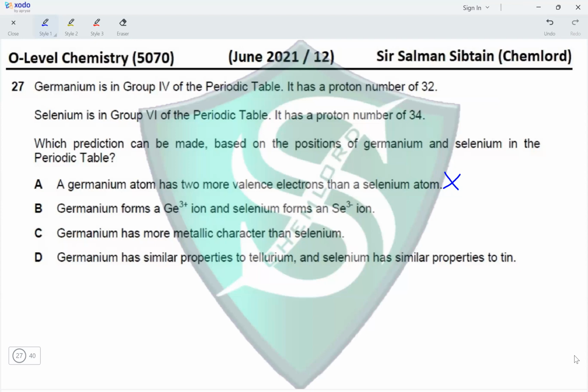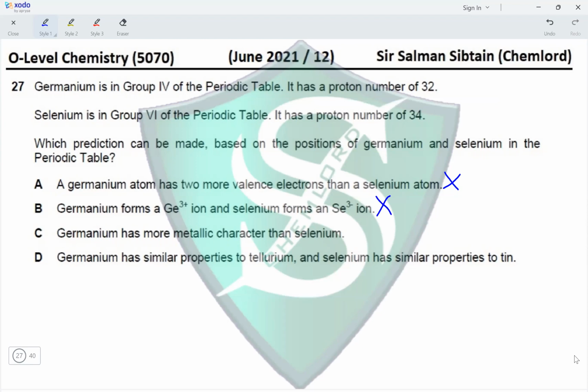B. Germanium forms a Ge3 positive ion and selenium forms an Se3 negative ion. Germanium being in group 4 would form a Ge4 positive ion if a positive ion is forming, not 3 positive. And selenium being in group 6 would form an Se2 negative ion, not a 3 negative ion. So both the ions here are incorrect.